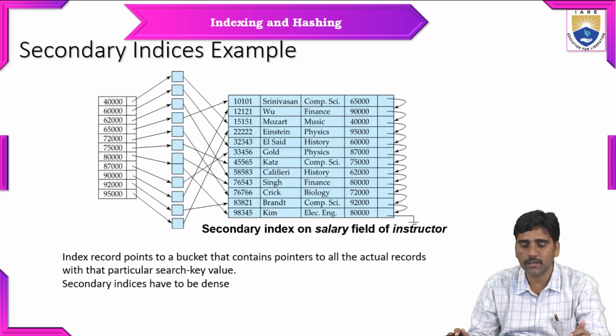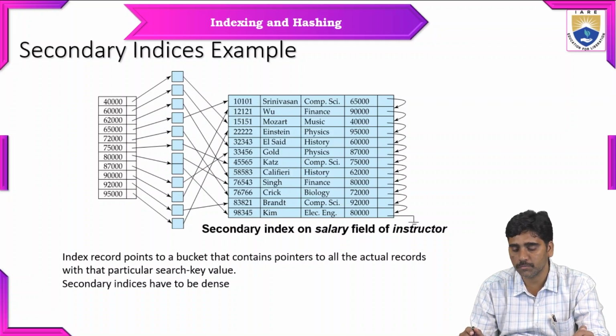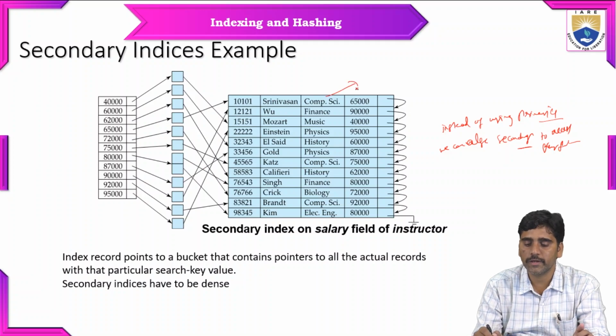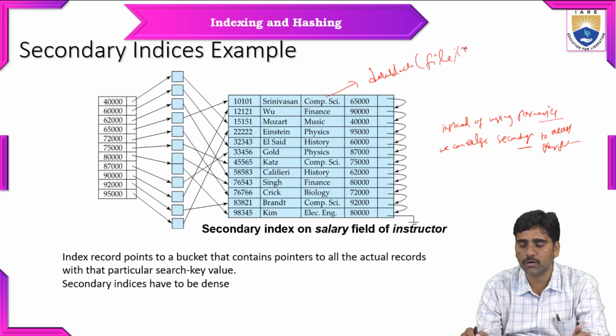Secondary indices. So here, instead of creating primary indexes, we can also create one more indexing mechanism called secondary indices. So instead of using primary indexes, we can also use a secondary indexing mechanism to access records very fast. So here, this is all about data blocks. That is nothing but a file. That is nothing but all the records.